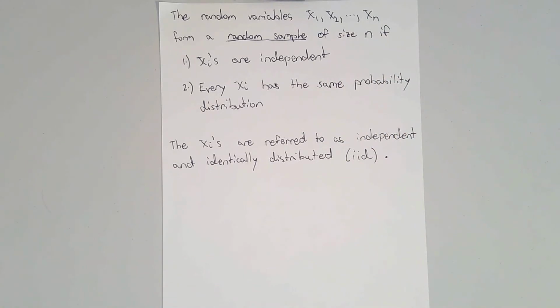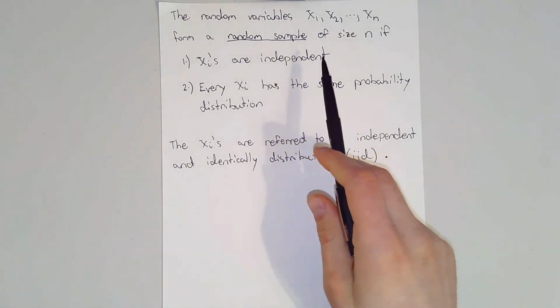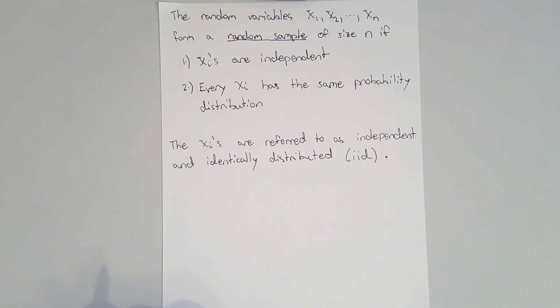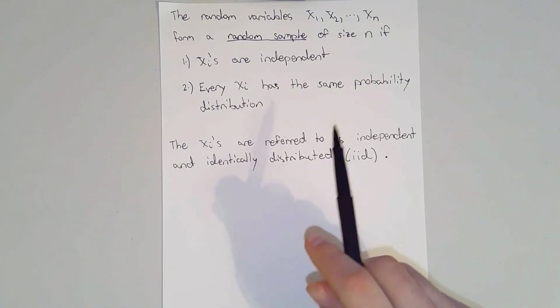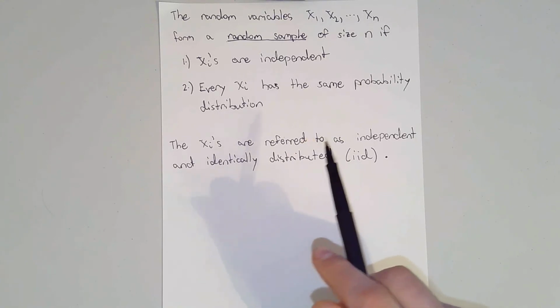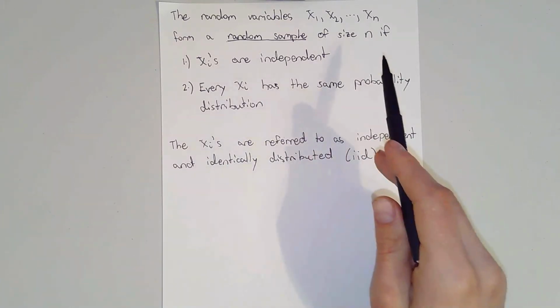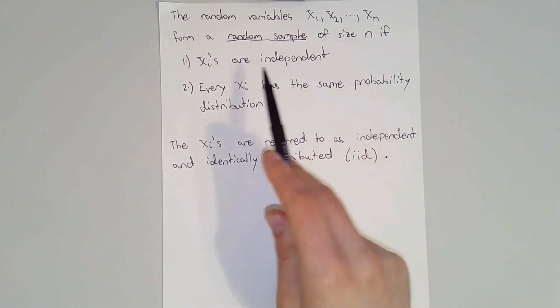In the next section, section 5.4, we will be talking about the case in which the X sub i's are normal distributions. And in section 5.5, we'll be talking about linear combinations of such random variables, such a random sample.